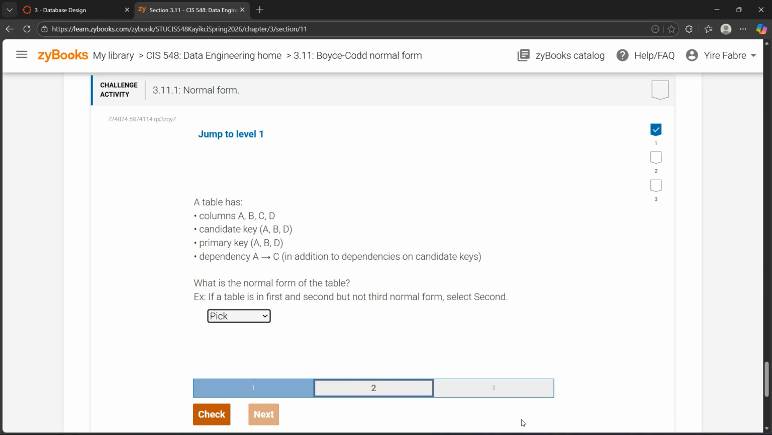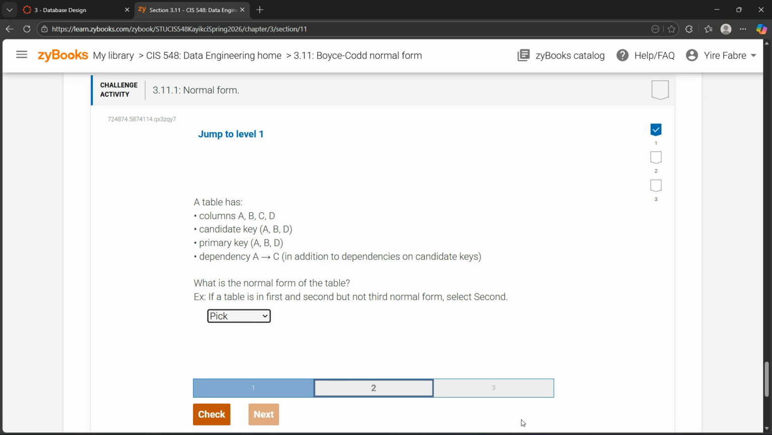So the Boyce-Codd normal form is stronger than 3NF and requires that every determinant be a candidate key. So since A is not a candidate key but determines C, BCNF is violated.